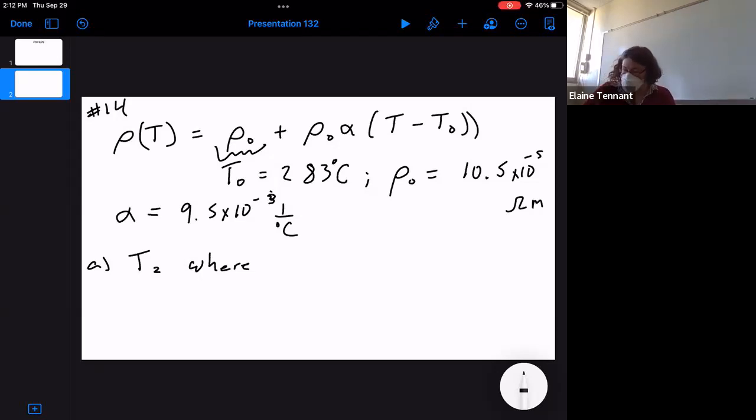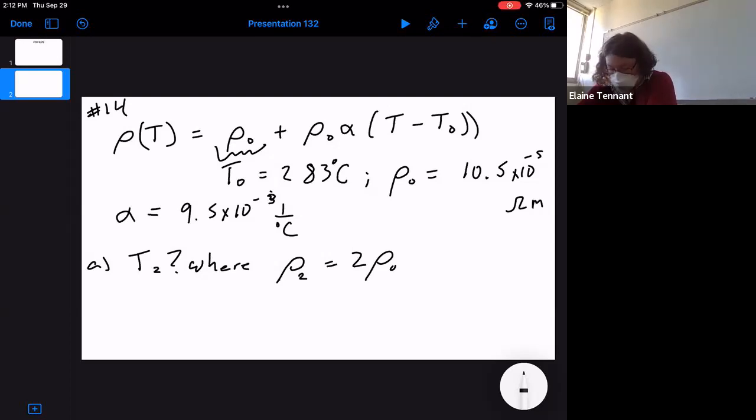So that means if the resistance of the wire will be twice as high, the resistivity will be twice as high. So we'll have a rho 2 that is twice the rho naught. So we're looking for T2, the temperature at which rho 2 is twice rho naught.